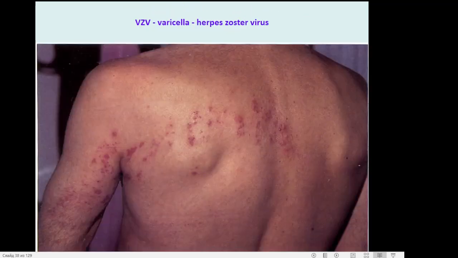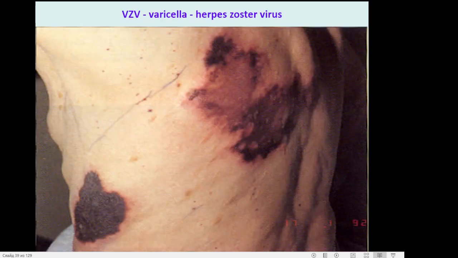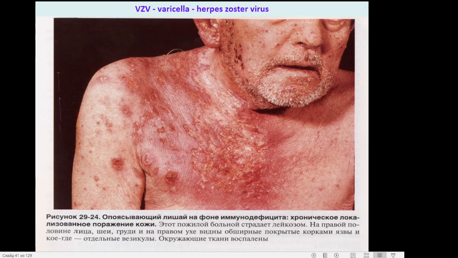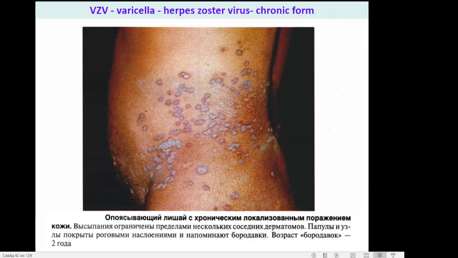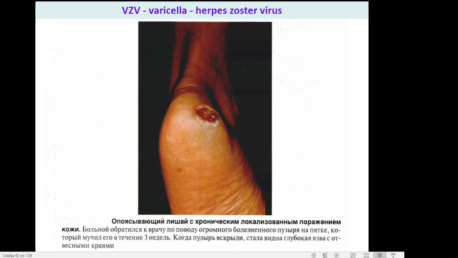So if this picture may be suspected in usual people with mild situational immunosuppression, this of course is deep immunosuppression in HIV infection, or here additionally in a patient with leukosis. Now a variant of development of varicella zoster infection, chronic form.